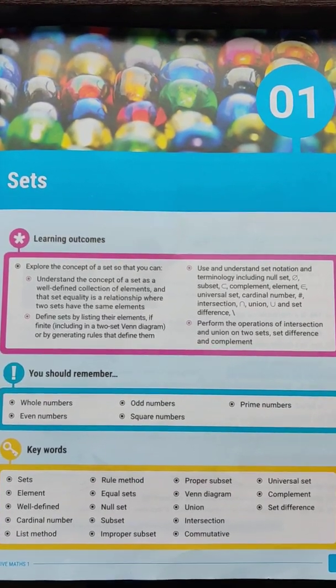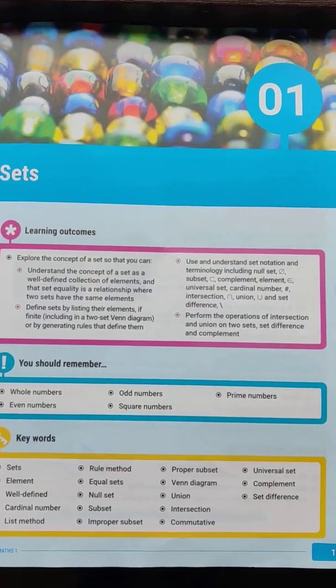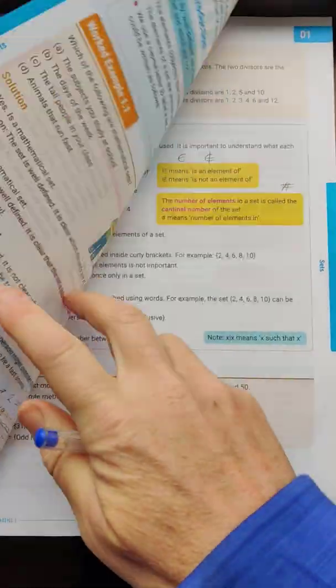In advance of doing sets in book 2, we're going to revise sets in book 1. So at the end of this chapter in book 1, you need to know these terms here in the yellow box at the end of the page.